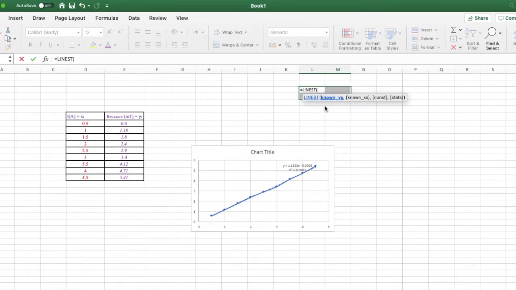And then the parenthesis would open. If we look below, once the parenthesis open, we have multiple parameters that we need to fill in between these parentheses. So first off, we have the known y's, comma, followed by the known x, comma, followed by a constant, comma, followed by stat, and then you close the parenthesis. Starting with the known y.